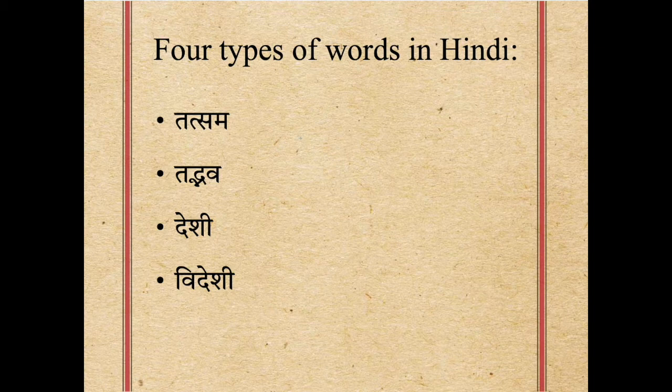The third type of word is deshi, meaning of the country, of a place. And these are words that have no relation to Sanskrit. They've come from local languages. Finally, the fourth type of word that we find in Hindi is called Videshi. And Videshi, as you know, means foreign. And this includes words not only from English, French, Portuguese, and Spanish, but also words from Persian and Arabic and Turkish. This does not mean, of course, that these words are now foreign. These words have become completely part of the Hindi language.